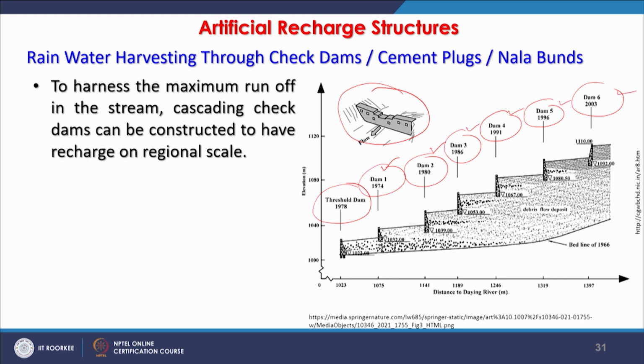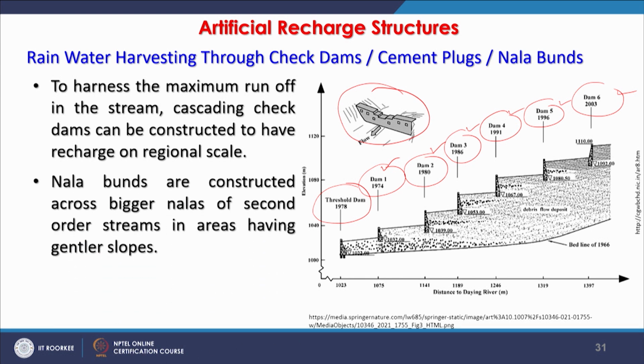An entire valley has been covered with these structures. So, maximum runoff should be harnessed if possible. Cascading check dams can be constructed to have recharge on a regional scale. These check dams, nala bunds, are constructed across bigger nalas of second order streams in areas having gentle slopes.